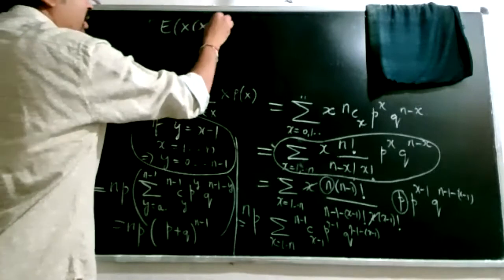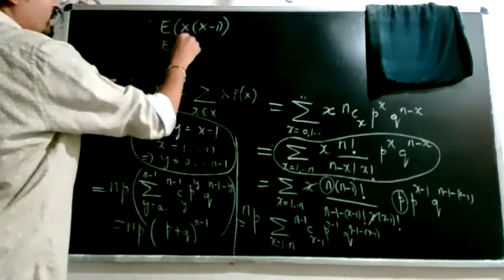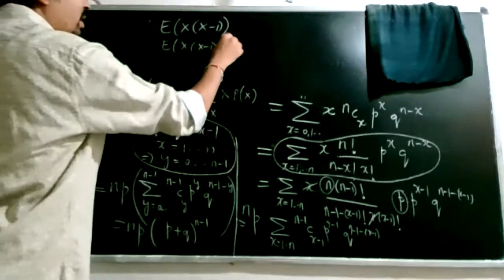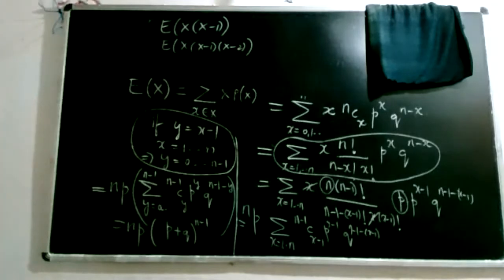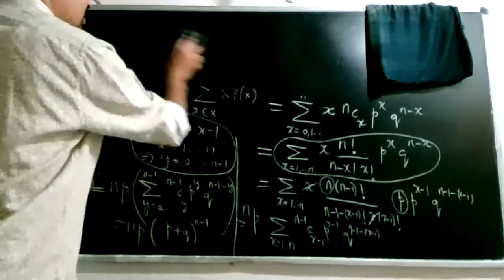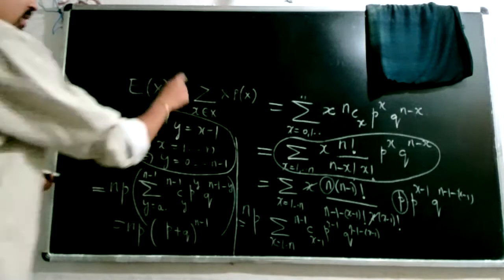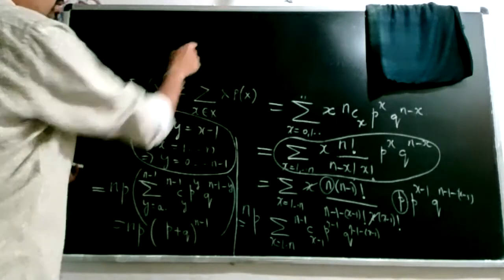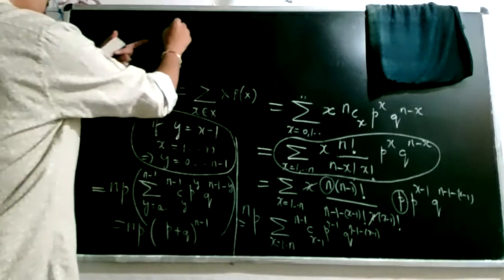So I can generate the moments like this, or I could have E of x into x minus 1 into x minus 2, because the factorial can be expanded like this. So these terms could cancel. By using this technique, we'll obtain the moments. Those are called factorial moments. We'll deal with that now. And using those, we could define our E of x square, E of x cube, E of x power 4, and so on.